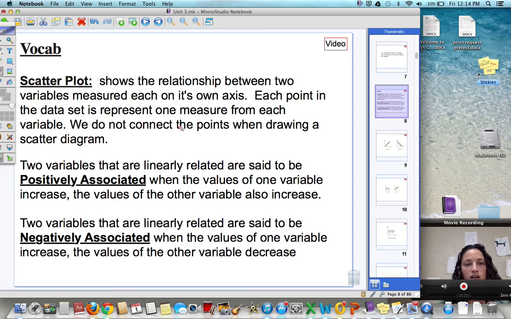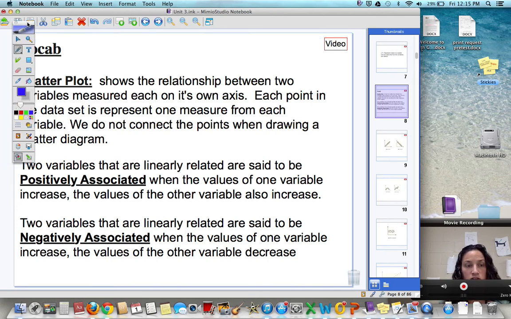So a scatter plot shows the relationship between two variables measured each on its own axis. Each point in the dataset represents one measure from each variable. We do not connect the points when drawing a scatter plot. So there's no lines, it's just a bunch of points on a graph.